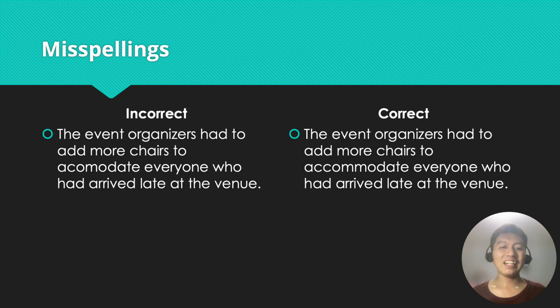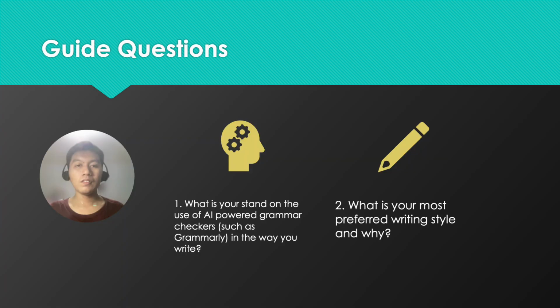And last but not the least, we have misspellings. We have tackled this a little bit in the previous slide. Here's an example below. The event organizers had to add more chairs to accommodate everyone who had arrived late at the venue. As you can see, the word accommodate is spelled wrong. It should have two C's and two M's. So here's a correct version of that sentence on the right. And to prevent this from happening, you might want to be more vigilant when it comes to typing your words correctly, as well as using electronic spell checks.